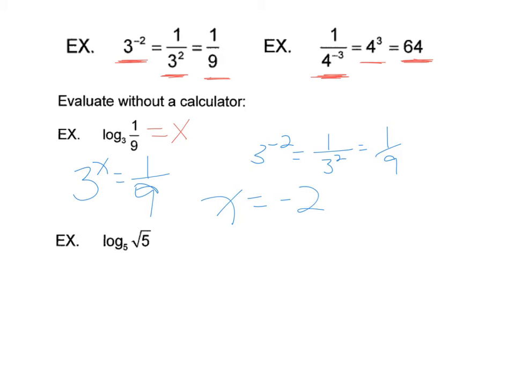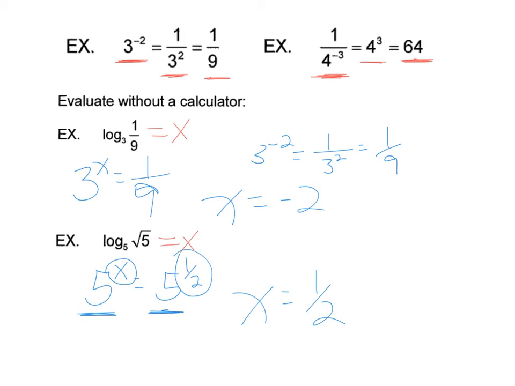For the next one, we have a radical. Don't ever leave it a radical. Always change it to a fractional exponent. So it equals x. And rearranging, we have 5 to the power of x equals, and then a square root is the exponent of 1/2. Now, if these two sides are equal, and the bases are the same, for the two sides to be equal, that must mean the exponents are also the same. So x is 1/2.